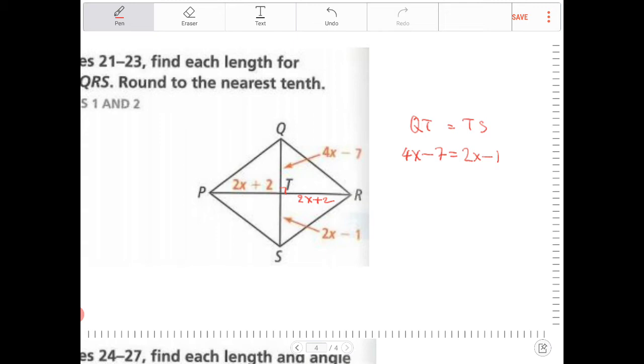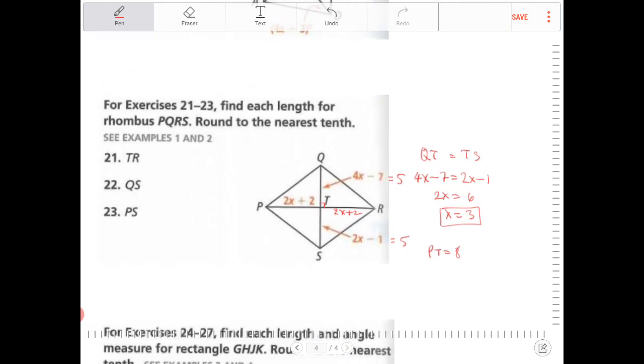So now I'm going to solve for x. Subtract both sides by 2x, I end up with 2x. Add 7 to both sides, I end up with 6. Divide by 2, I end up with x is equal to 3. Since x is equal to 3, 4 times 3 is 12. 12 minus 7 is 5. These will be 5 apiece. And then PT here will equal 2 times 3 plus 2, that's 8. So TR must also equal 8 because TR is equal to PT. QS, the entire length, is going to be double QT, which is 10.